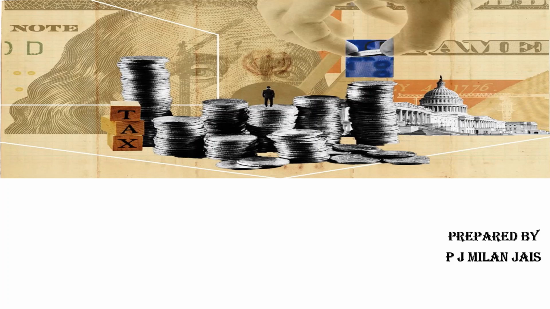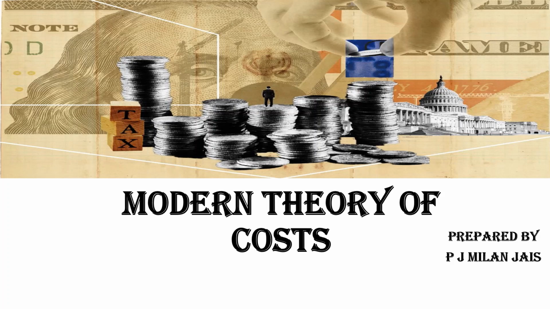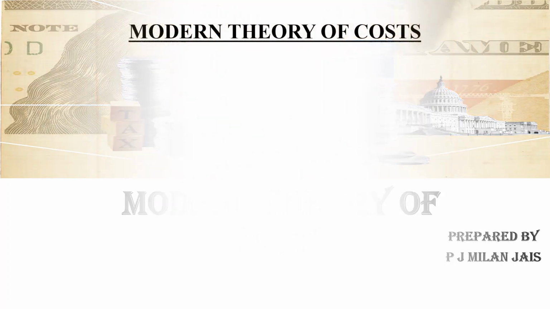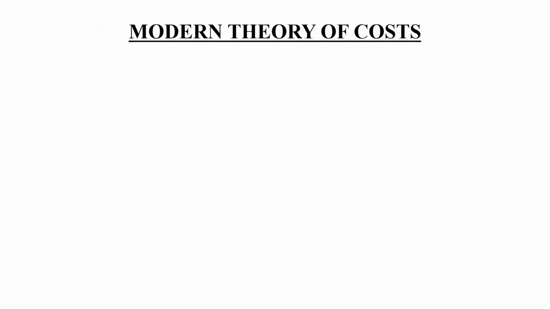Today, let's study about cost. Cost is a very essential factor that determines the level of production, prices of goods, payments to factors, etc. So today, let's study about the modern theory of cost. The modern theory of cost.